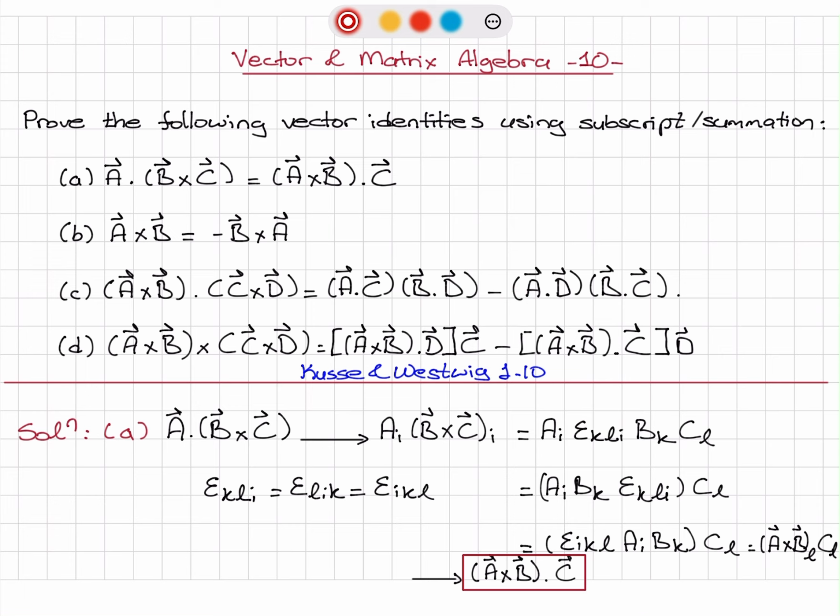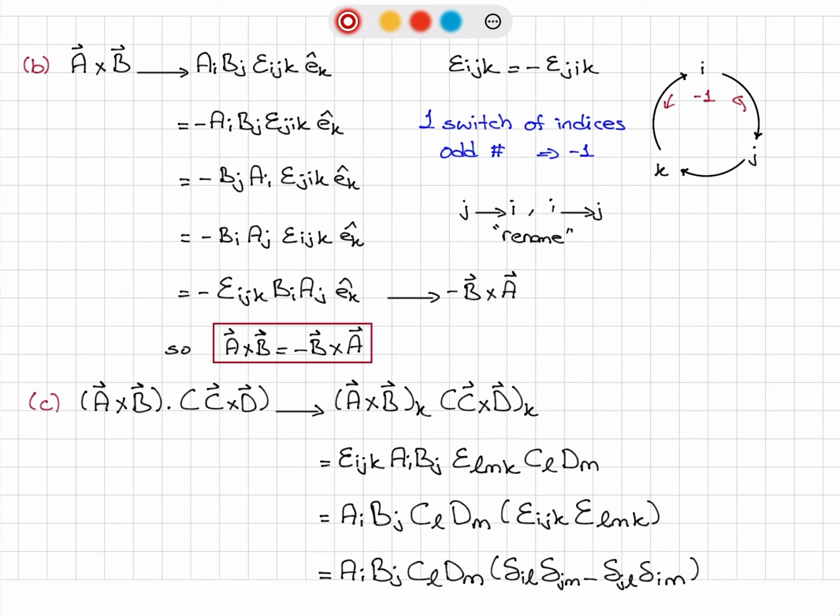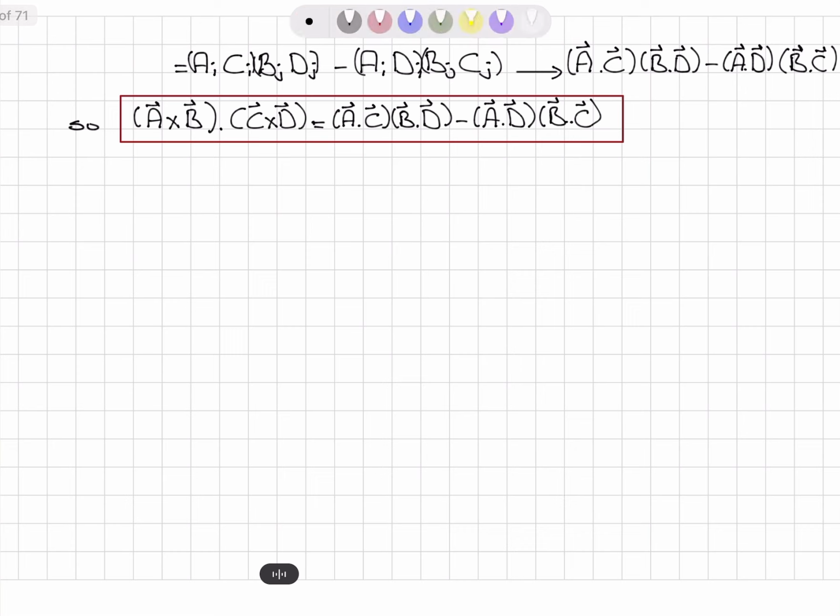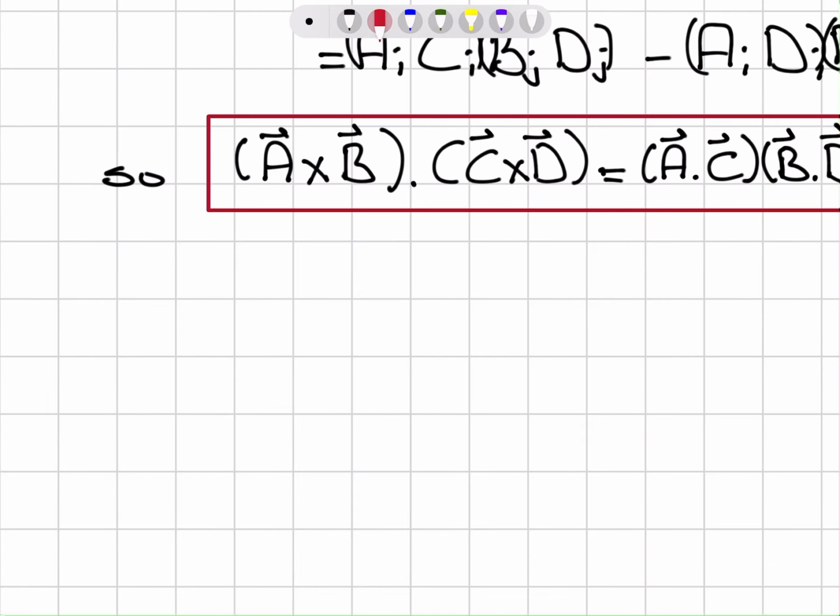Let's move on to part D of the problem. A cross B cross product with C cross D is A cross B dot product with D times vector C minus A cross B dot product with C multiplied by vector D. So let's prove this identity. This is the last example, last exercise.